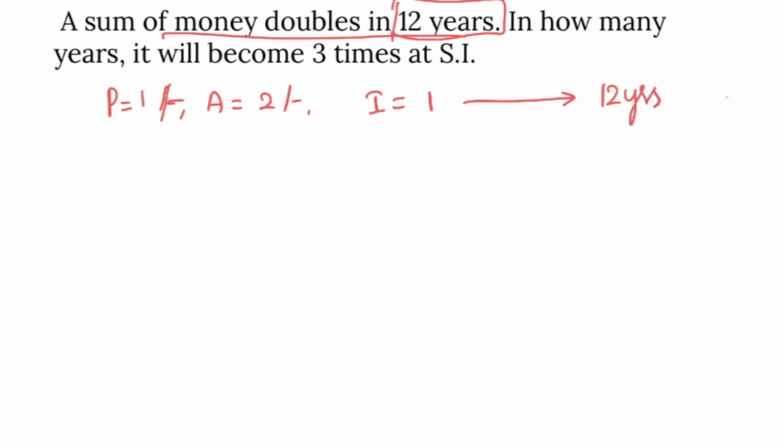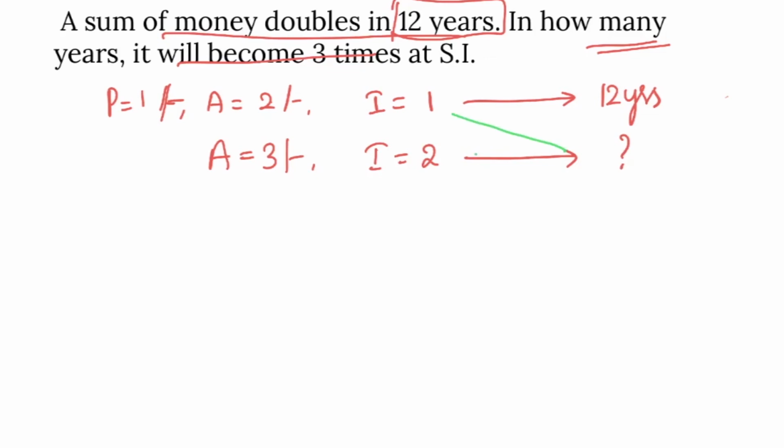In the second case, in how many years will it become 3 times? If it becomes 3 times, the amount is 3 rupees. So there is an interest of 2 rupees. How many years does it take? For getting 1 rupee interest, it takes 12 years. For getting 2 rupees interest, how many years does it take? Obviously, it is 24 years. Answer is 24.